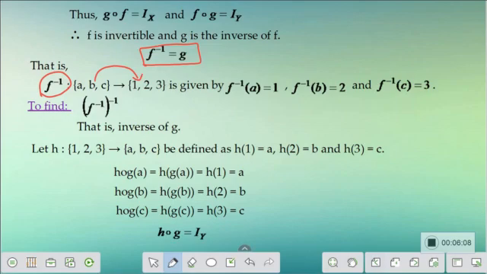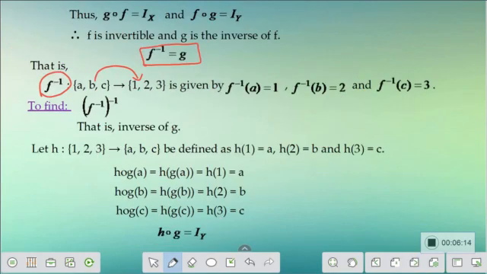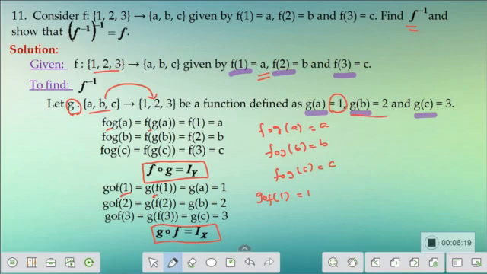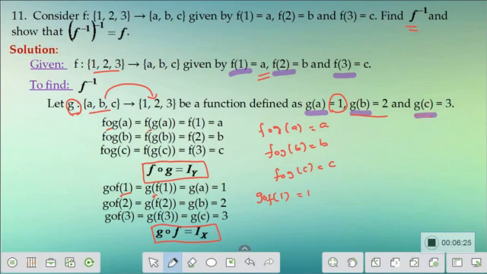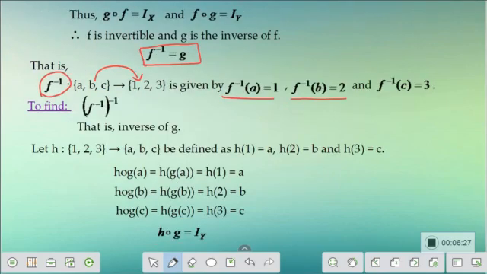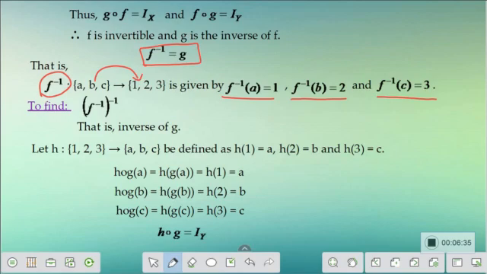Now how are we going to define it? This is same as our g. We have defined g of a is 1, so our f inverse of a should also be 1. And then g of b is 2. Similarly, f inverse of b is also 2. And then we have the last value, that is g of c is 3. Then we have here f inverse of c is 3. So now we have a function f inverse which is defined from the set containing elements a, b, c to the set containing elements 1, 2, 3 with the definitions f inverse of a, f inverse of b and f inverse of c. Now we have to find an inverse for this f inverse.